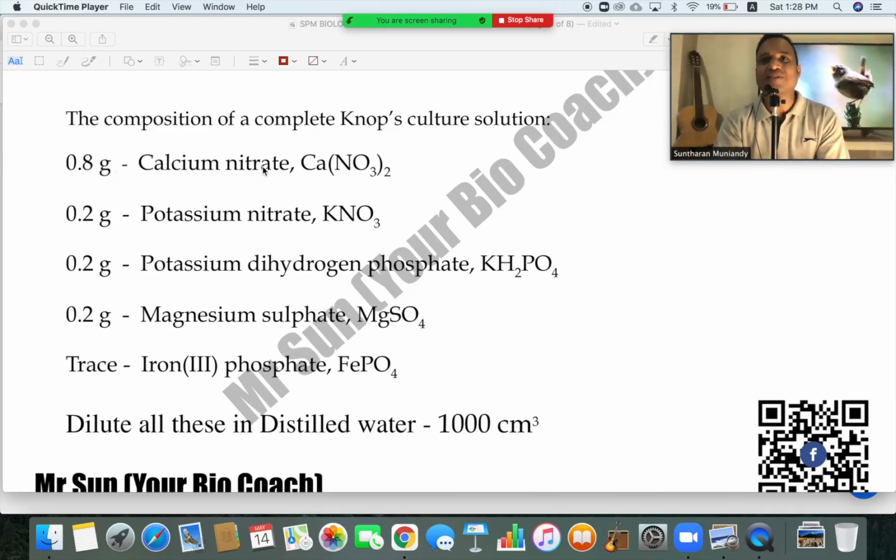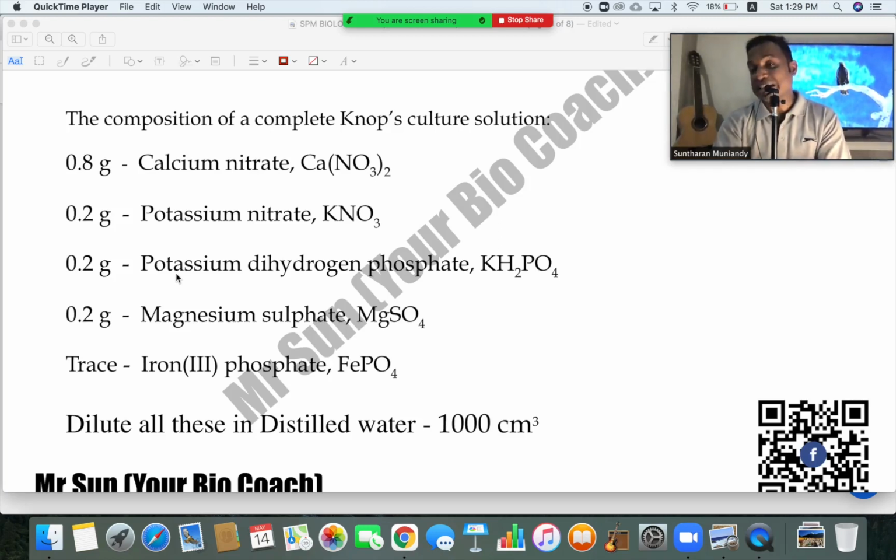You see, nitrate is the form of nitrogen that we want. You have calcium, and then you see potassium nitrate. We have potassium, and again we have nitrate, because the plant needs nitrate in a good quantity to produce amino acids and protein. Potassium dihydrogen phosphate: again you have potassium and phosphate. Potassium is needed to build the nucleic acid, and the plant also needs energy in the form of adenosine diphosphate. Phosphate is also needed to produce energy.